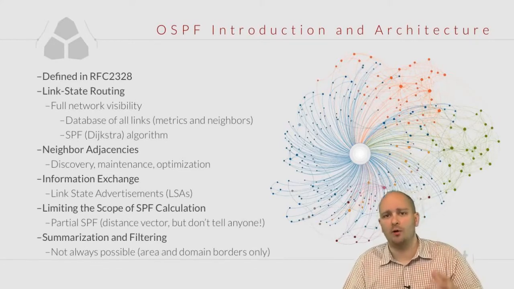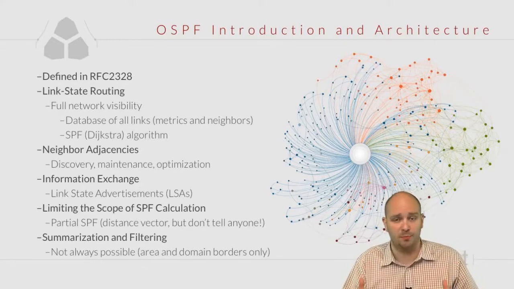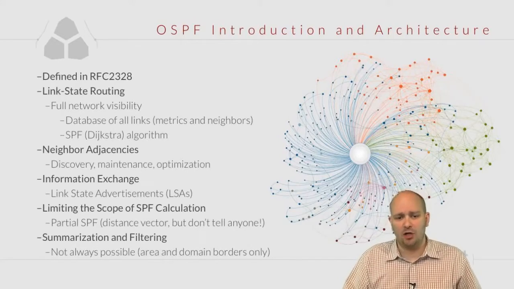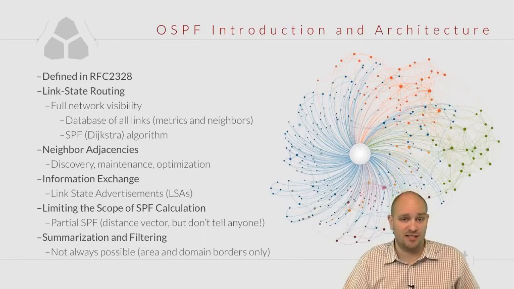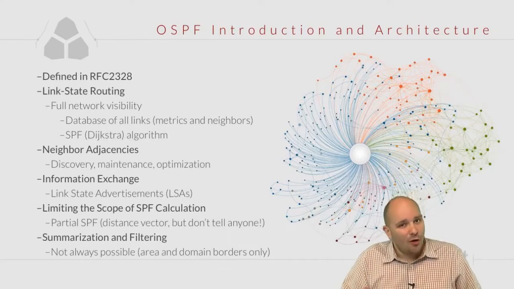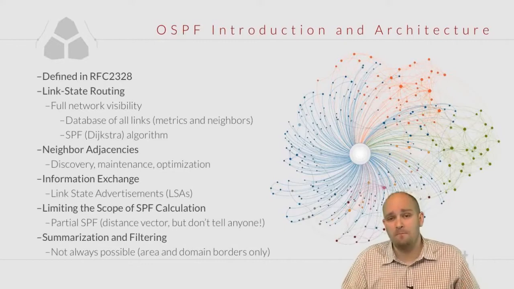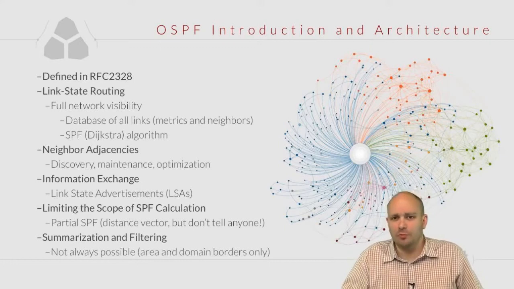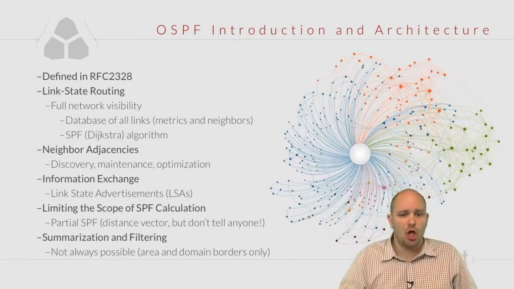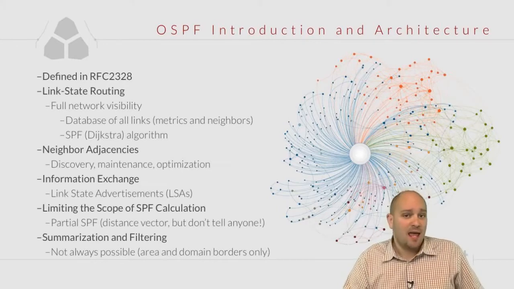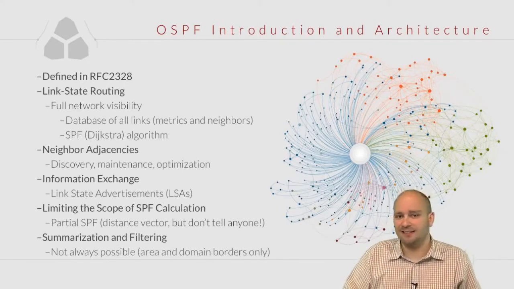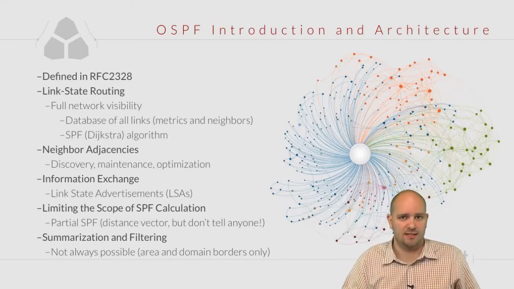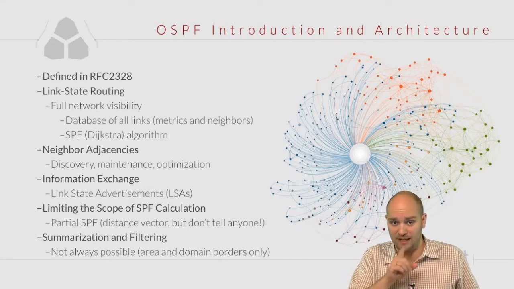Also, in some cases we want to limit the scope of the SPF calculations. We want to carve out our network into smaller, more manageable pieces, and this is where OSPF areas come into play. When we are talking about the operations between these areas, the inter-area operations, OSPF is no longer really a shortest path first protocol. It's no longer a link state protocol. It resorts to something that is very, very similar to distance vector behavior. OSPF in RFC 2328 doesn't call this distance vector, they call it partial SPF, but it's really just distance vector behavior. But as the slide says, don't tell anyone that.